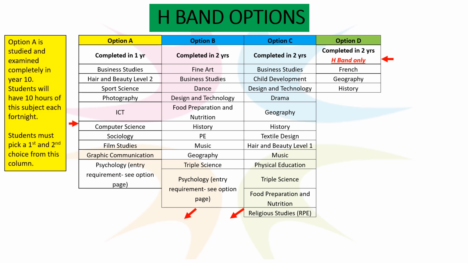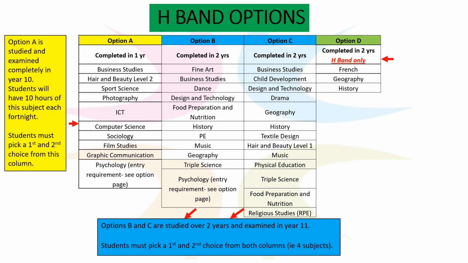Option A, the yellow column, is taught and examined completely in Year 10. The reason for this is that there are so many GCSE exams now that the exam season in Year 11 can be overwhelming. So to finish one of your subjects in Year 10 means you have one in the bag, so to speak, and fewer exams in Year 11 to focus on. The options B and C, the blue columns, are taught over 2 years and completed in Year 11.